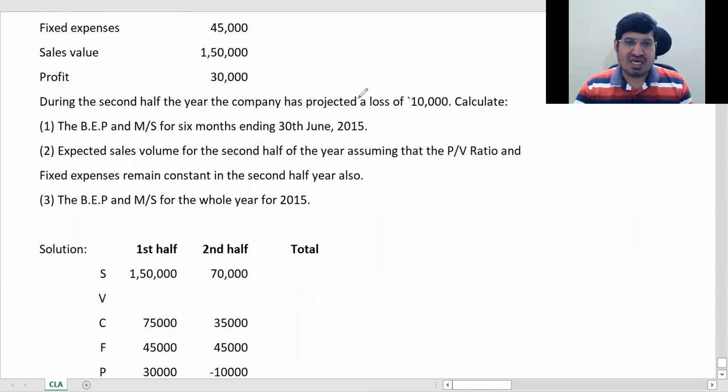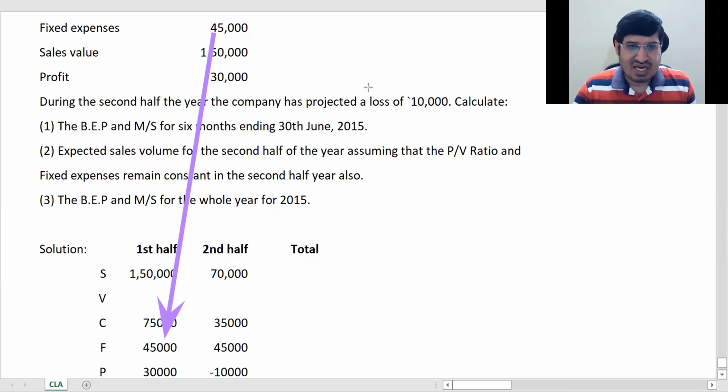We haven't done anything yet, we just have to put the data as it is. This F is your fixed expenses, we will put it here. And here it says that F is same for both halves. Assuming that PV ratio and fixed expenses remain constant in the second half also, this 45,000 means in both cases it will be 45,000. That is why it is put in both.